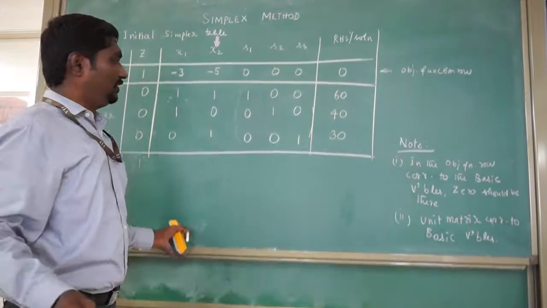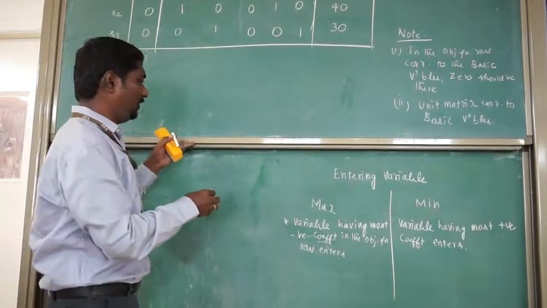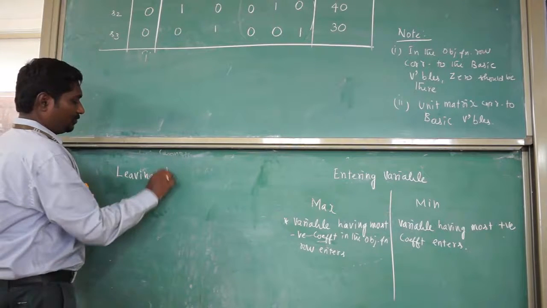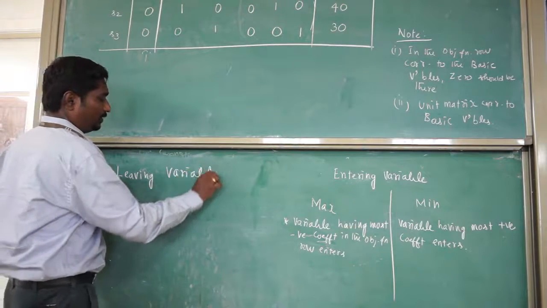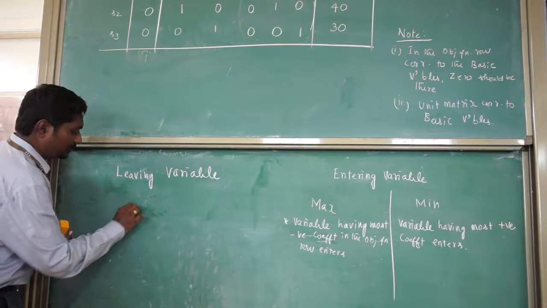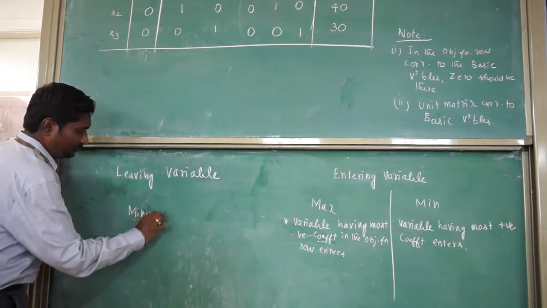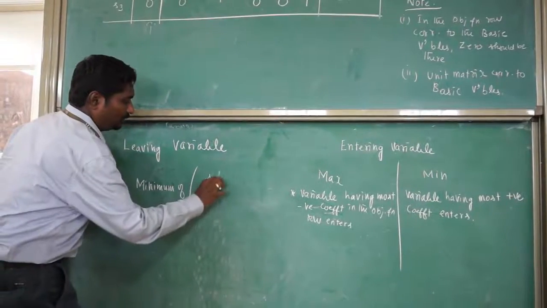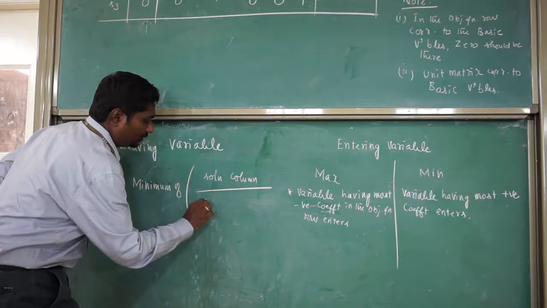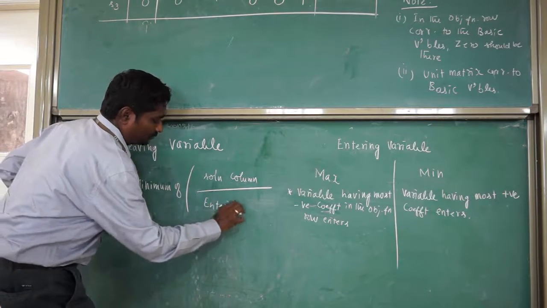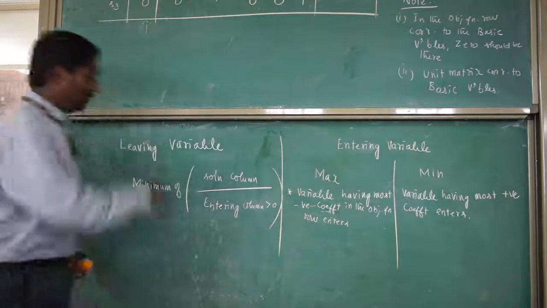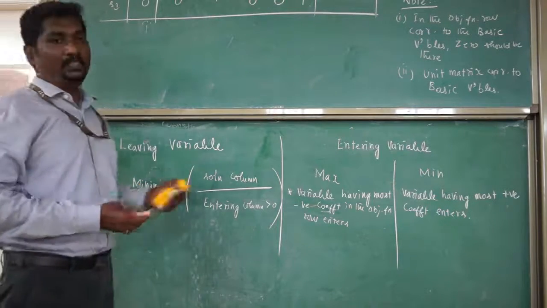Now we have to determine the leaving variable. The procedure is the same for both maximization and minimization problems. It is the minimum of the solution column, or RHS column, divided by the entering column, where the entering column is greater than 0. This is how we determine the leaving variable.